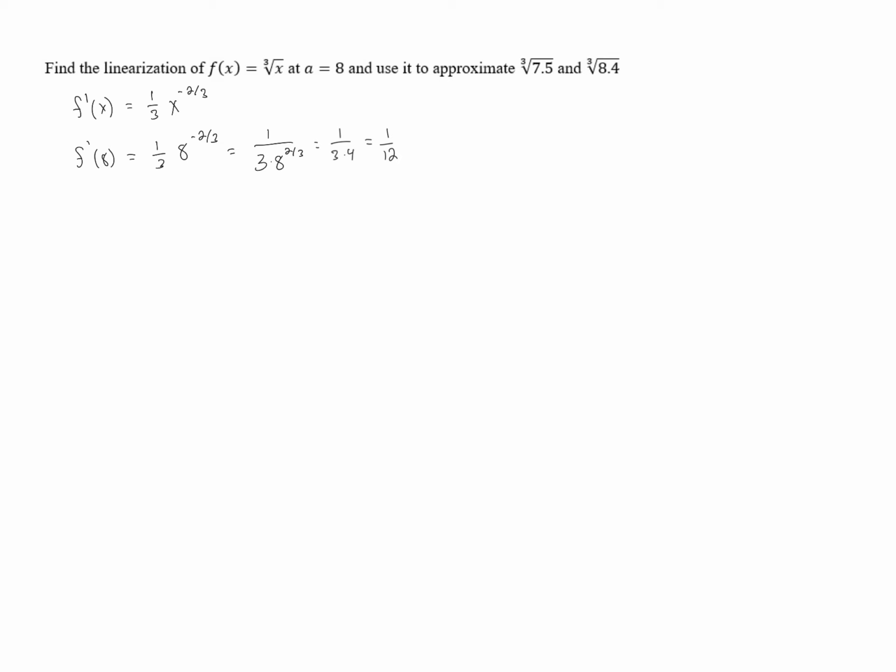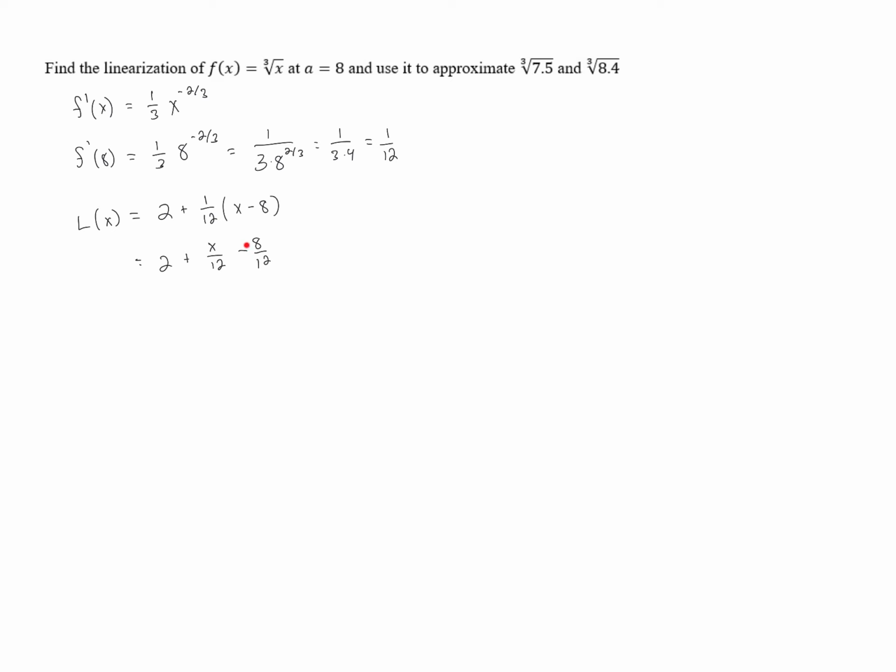And so we have, for the linearization, we've got our function evaluated at 8, and we know the cube root of 8 is 2, plus f prime at 8, which is 1/12, times x minus 8. And so that's going to be 2 plus x twelfths minus 8 twelfths.